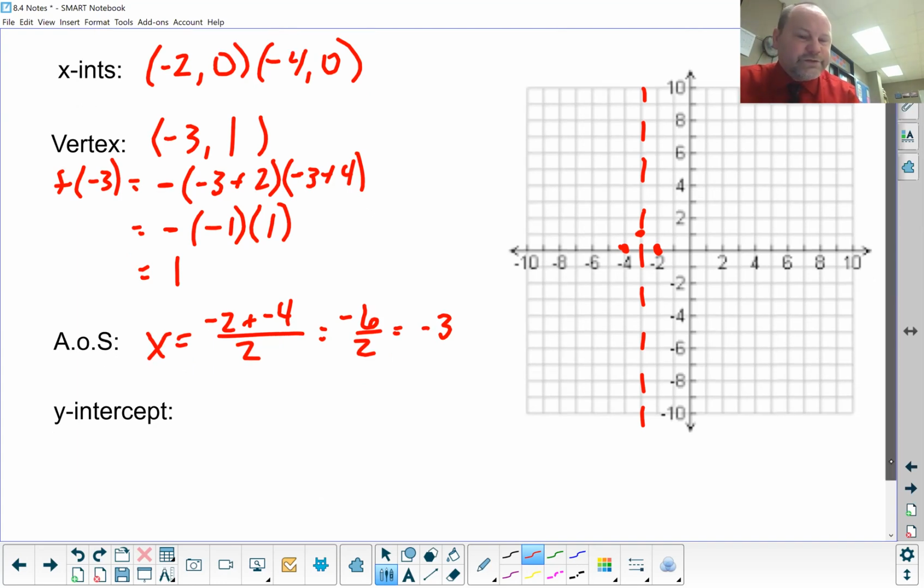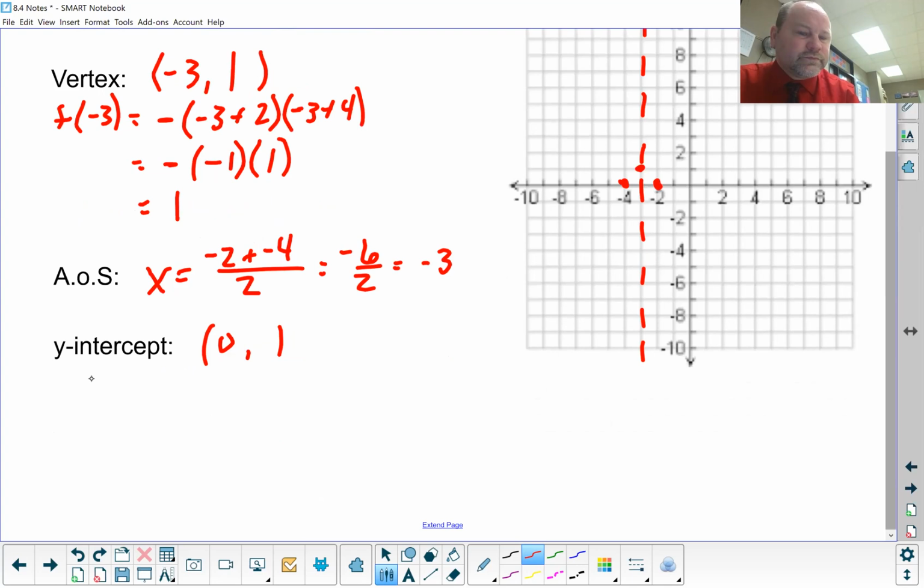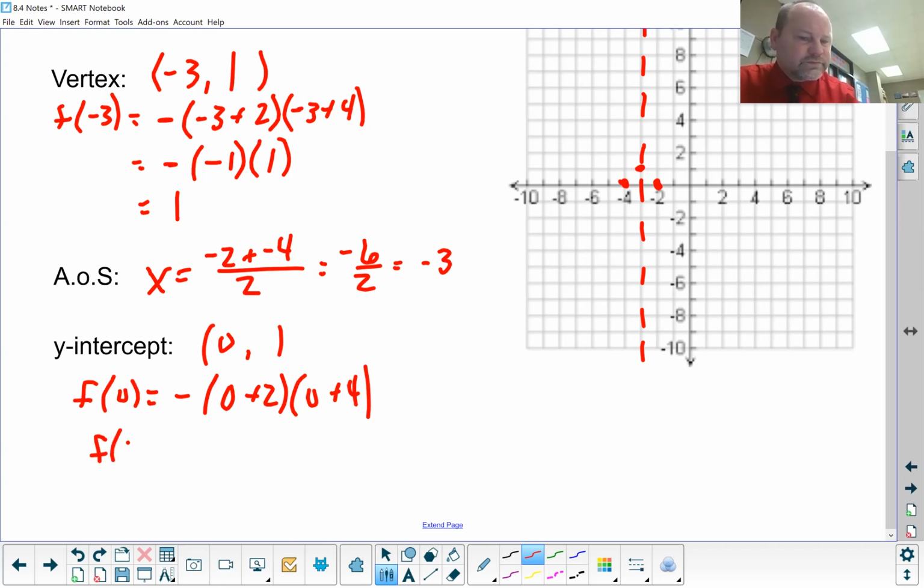The y-intercept, again, I'm going to plug 0 in for x. So this is my function at 0. I have the opposite of 0 plus 2, 0 plus 4. So I have the opposite of 2 times 4. 2 times 4 is 8. Its opposite would be -8.